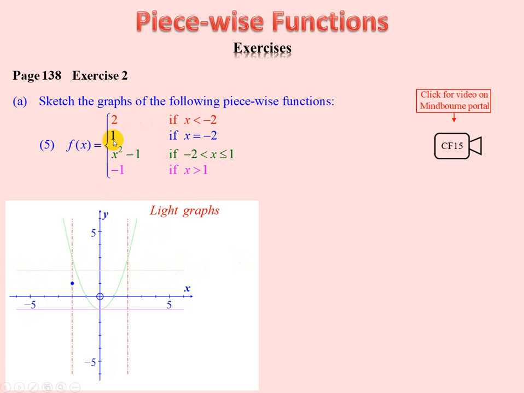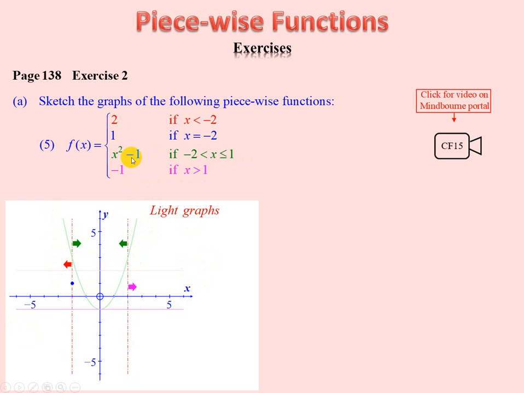If x is -2, y is 1. So there's the point, -2, 1. y equals x squared minus 1 between -2 and 1. And then if x is greater than 1, we have y equals -1. So there's y equals -1.